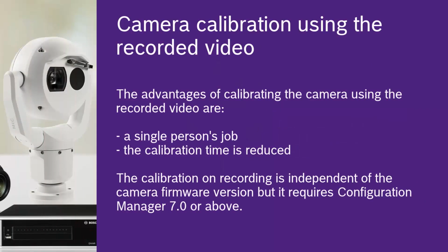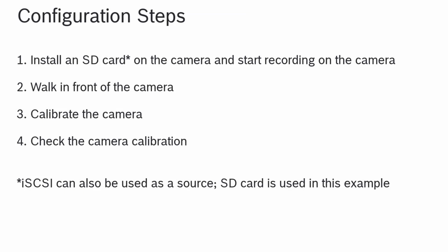In this video, we are going to talk about how to calibrate the camera, using recorded video. This is used if the calibration parameters cannot be measured, or if they are not already known, by the user, or by the camera itself. The configuration steps are: physically install an SD or micro SD card on the camera, start the recording, walk in front of the camera, calibrate the camera, and check the camera calibration.